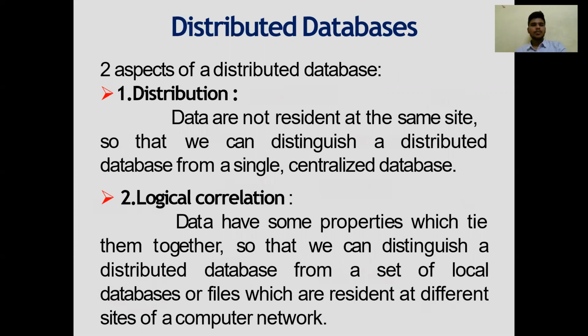Aspects of distributed database. The first one is distribution. Data are not resident at the same site, so that we can distinguish a distributed database from a single or centralized database. Logical correlation: data have some properties which tie them together, so that we can distinguish a distributed database from a set of local databases or files which are resident at different sites of a computer network.